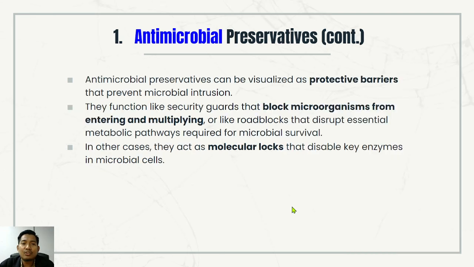Next, antimicrobial preservative can be visualized as a protective barrier that prevents microbial intrusion. They function like a security guard that blocks microorganisms from entering or multiplying in the food product, or like a roadblock that disrupts essential metabolic pathways required for microbial survival. So that's how the antimicrobial preservative works. In other cases, they act as molecular locks that disable key enzymes in microbial cells.